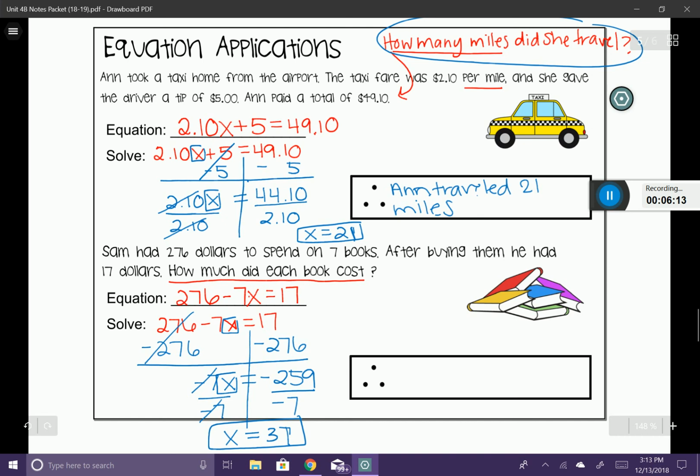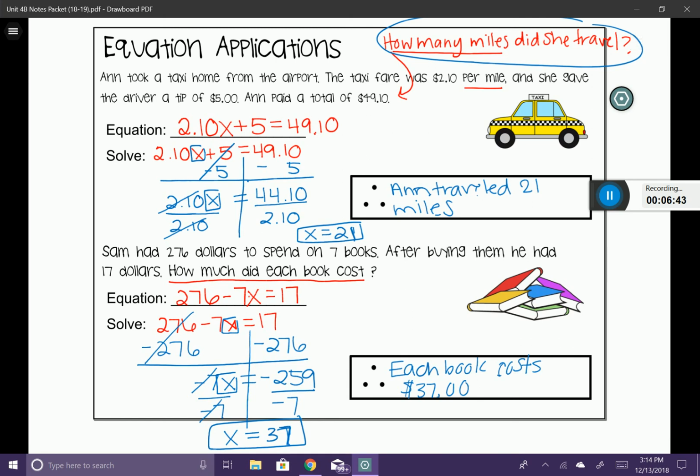Now, let's go to the therefore statement. It said, how much did each book cost? Well, our answer is going to be 37. So let's go ahead and recap. We could say that each book cost $37. And we're done.